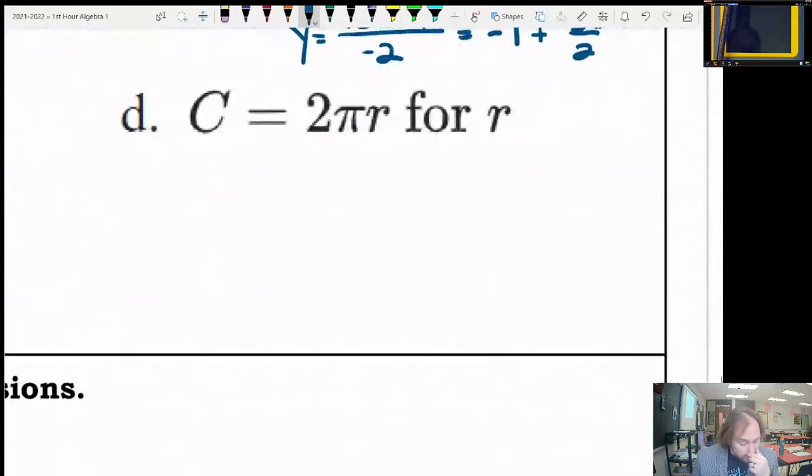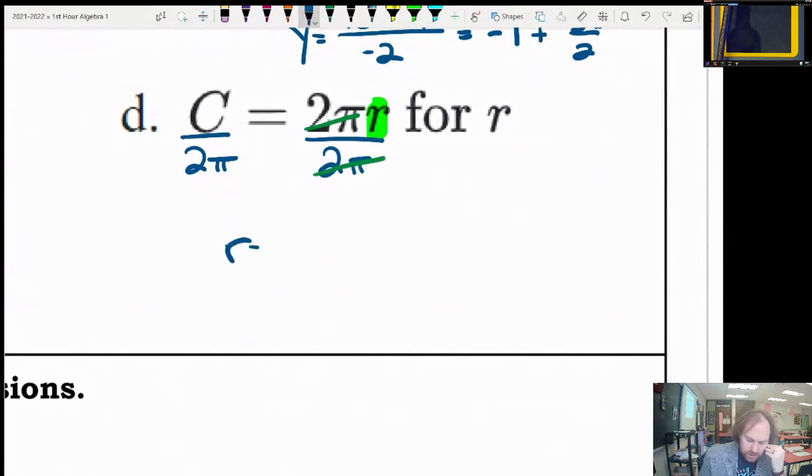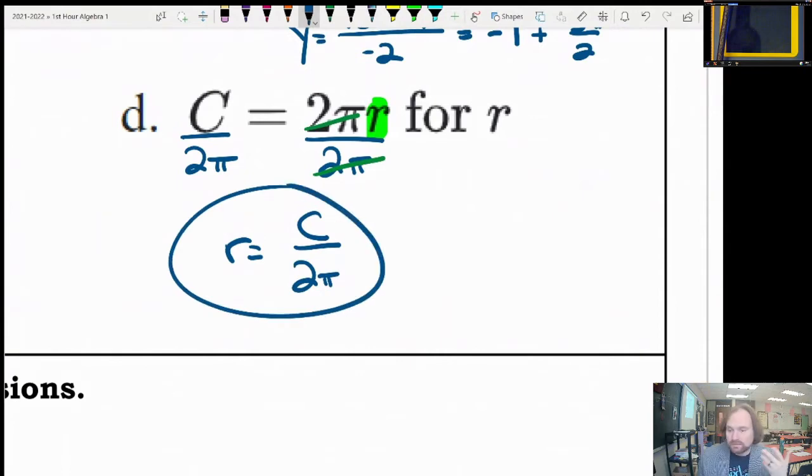Question D, circumference equals 2 pi r. This time again, we're going to be solving it for r though. So we're going to get rid of everything that's not r, which would be 2 and pi, which we're going to divide by at the same time because we're smart. We're going to divide by 2 pi. Again, what's going to happen is that 2 pi divided by 2 pi cancels out, and we get r equals c over 2 pi. And that's the one.